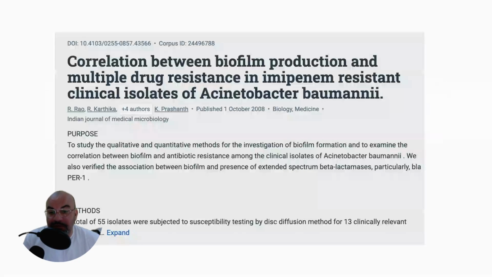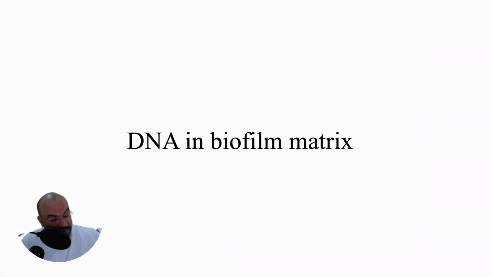Look here at this review, a little bit of an old study. It was published in 2008, but it gives us insights about the correlation between biofilm production and multiple drug resistance in imipenem-resistant clinical isolates of Acinetobacter. In this study, based on the article, we also verified an association between biofilm and the presence of extended-spectrum beta-lactamase, particularly BLA-PER1. So the accumulation of these defenses removes the ability of the antibiotic to perform its work.